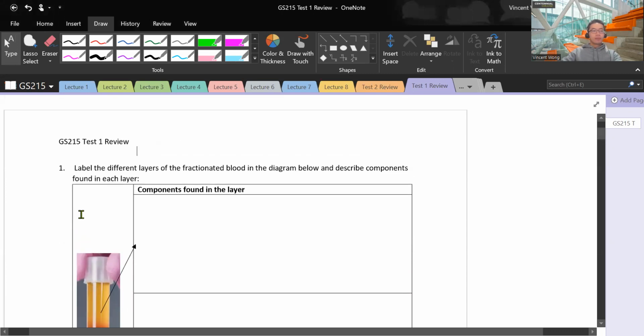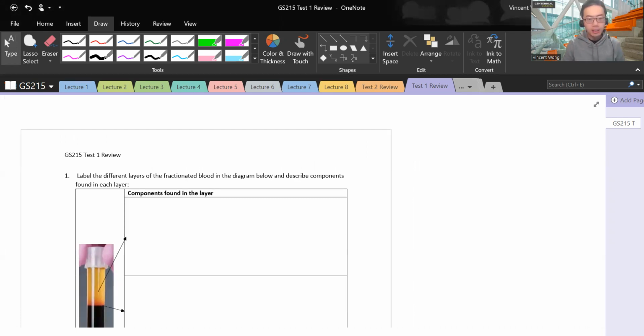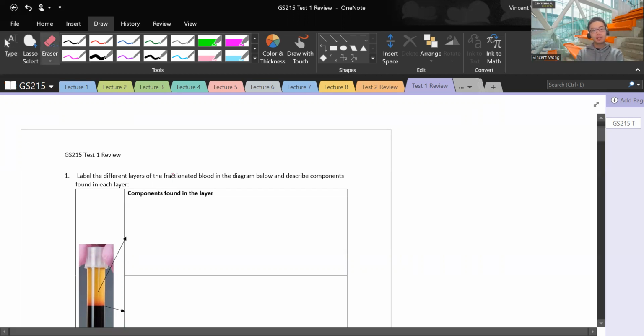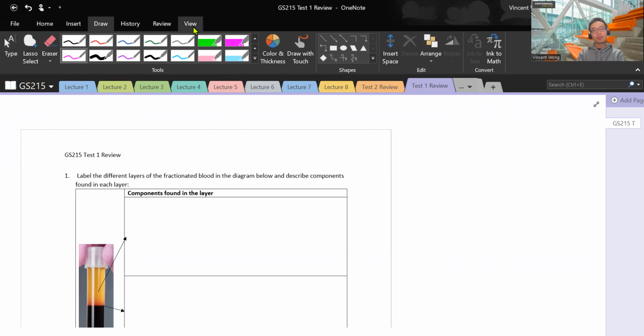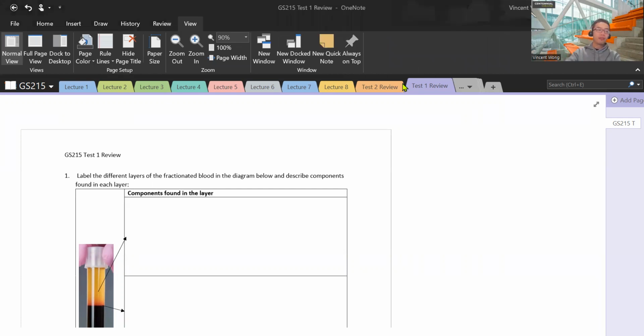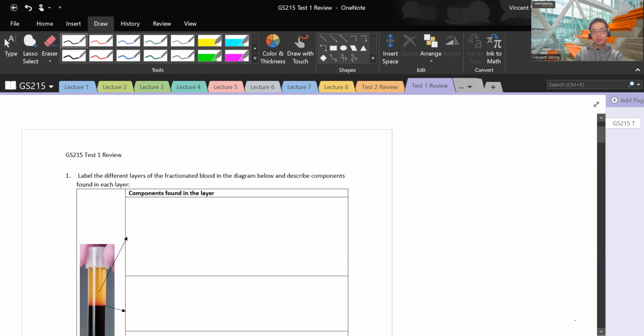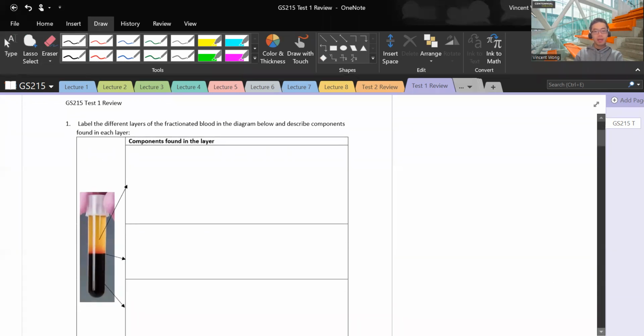All right, first question. Label the different layers of the fractionated blood in the diagram below and describe components found in each layer. Fractionated means the blood has been separated, right? You put it in a centrifuge and you spin it down, and the contents will be separated based on the weight. So heavier things will sink to the bottom and lighter components will flow to the top. And that's what the tube is going to look like.